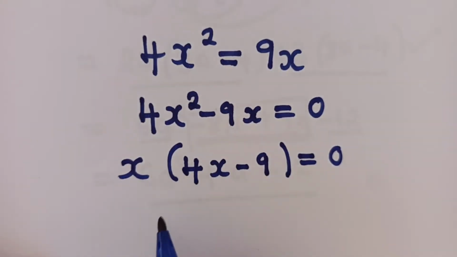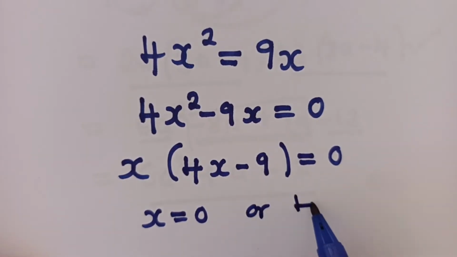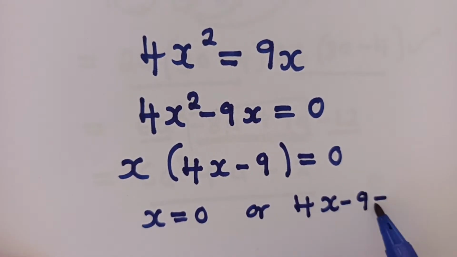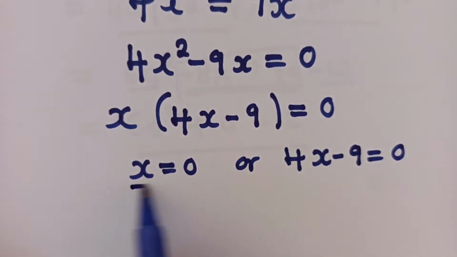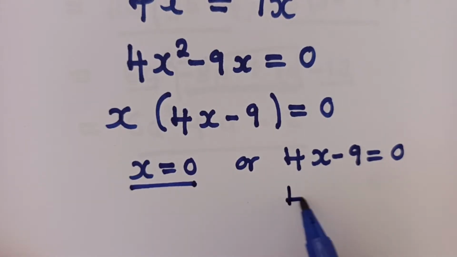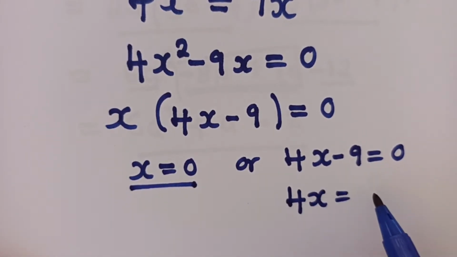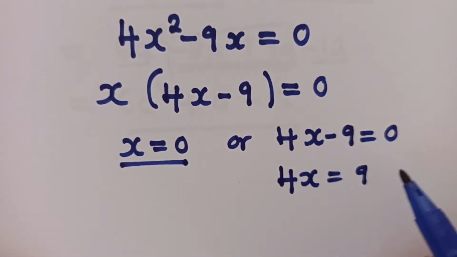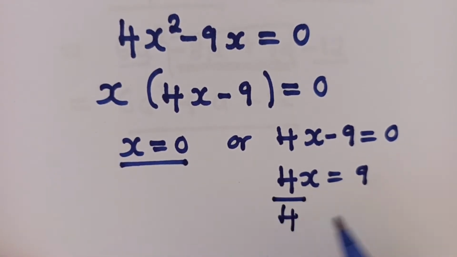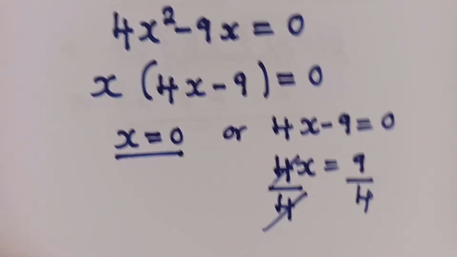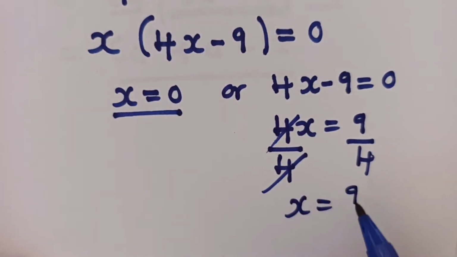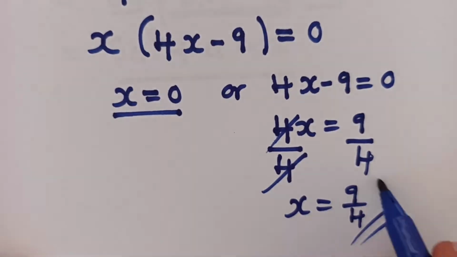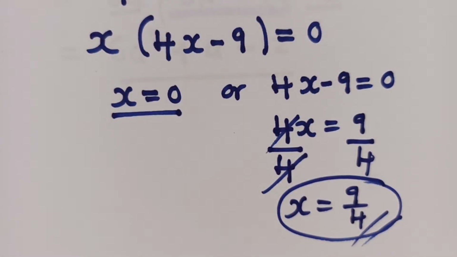So from here, you can say x is equal to 0 for this, or 4x minus 9 is also equal to 0. So this will give us this answer. From here, we can say 4x is equal to 9. Take negative 9 to the other side, it will be positive 9. Divide by 4 by 4. This and this will go. The value of x will be equal to 9 over 4. Leave the answer like this. Don't put it in a mixed fraction. Just leave it like this. So that's how you do it.